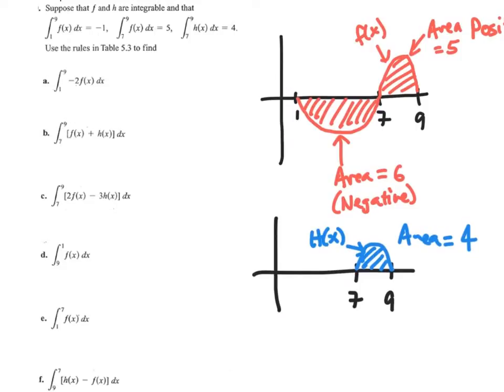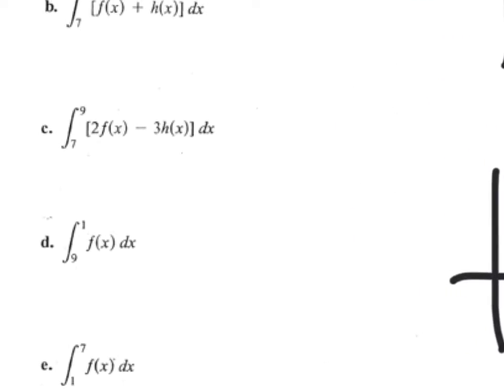So real quick, on part D, it wants us to evaluate this integral from 9 to 1 of f of x dx. And what you notice here is that the bounds of integration have been switched. What we know we can do is go back and flip our integral bounds from 1 to 9, but we have to make everything negative, of f of x dx.